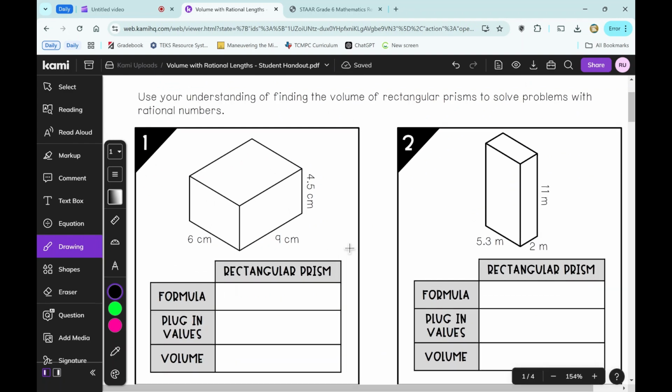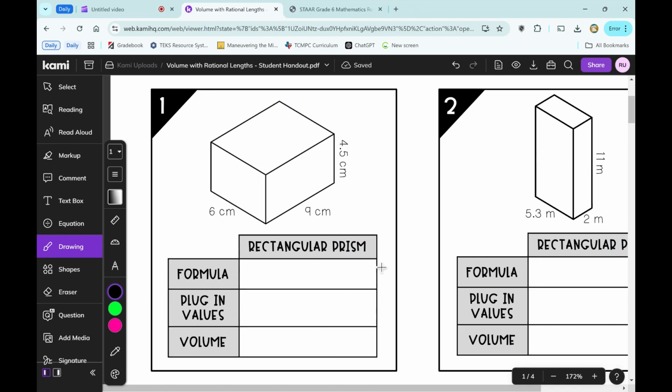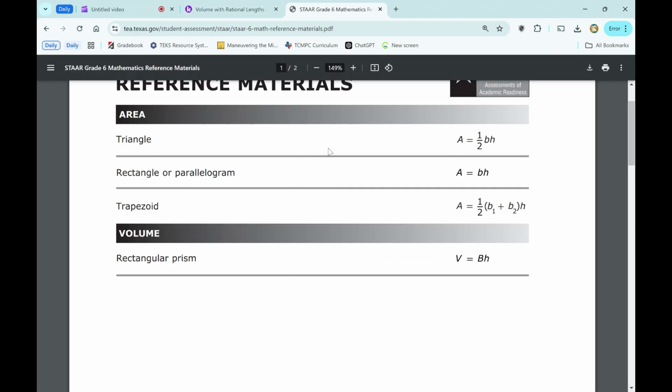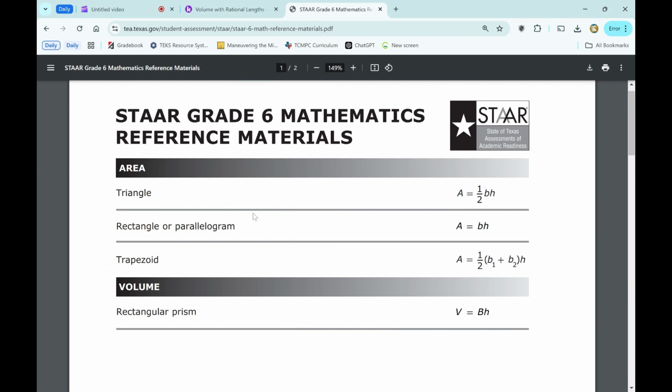Here, we have a rational number. Hopefully you can identify which one is the rational number. But what we're going to use is the same formula. In case you forgot what the formula was, you can check in the notes previously, or you can go into your reference sheet that we have been using for the past few days, your STAR reference sheet that you should have a copy of in your binder, and you're looking at rectangular prisms.